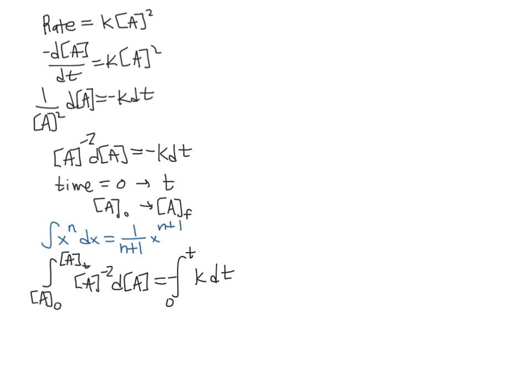We will follow our integration rules and write the answer to the integral up at the top on the right, doing our 1 over negative 1 times A to the negative 1 between the initial concentration and the final, or rather the concentration at time t, equal to a negative kt between time t and time 0. Now I'll put in my variables and simplify that 1 over negative 1. That's just silly.